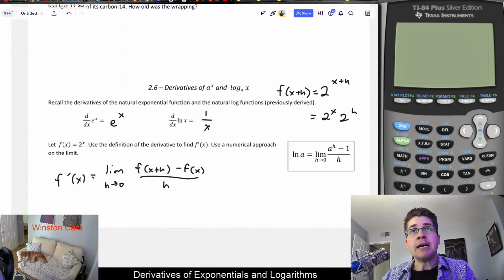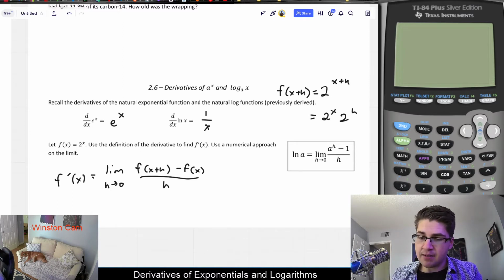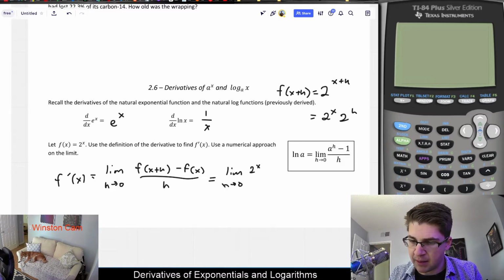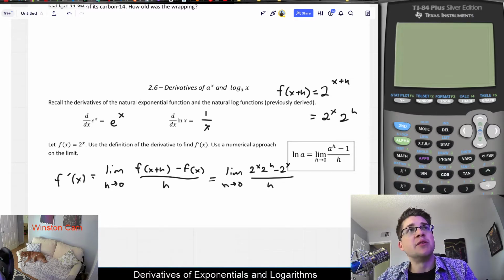But this is helpful because f of x plus h, if we plug that into our difference quotient, obviously if we want to solve the derivative, we need to know what that is, but we'd have 2 to the x times 2 to the h minus the original f of x all divided by h. So substituting in f of x plus h and f of x, what we'd have is the limit as h approaches 0 of this expression should be the derivative of 2 to the x.